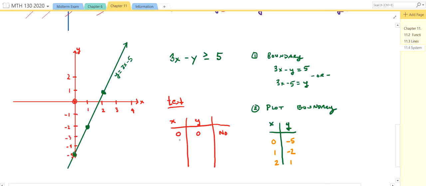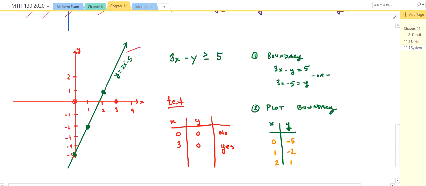Let's try x equals 3 and y equals 0. So let's try this point over here, 3, 0. And I'm choosing a 0 here because it's going to be easy for me to calculate. So now I've got 3 times 3 is 9, minus 0 is 9. And 9, in fact, is greater than or equal to 5. So yes.